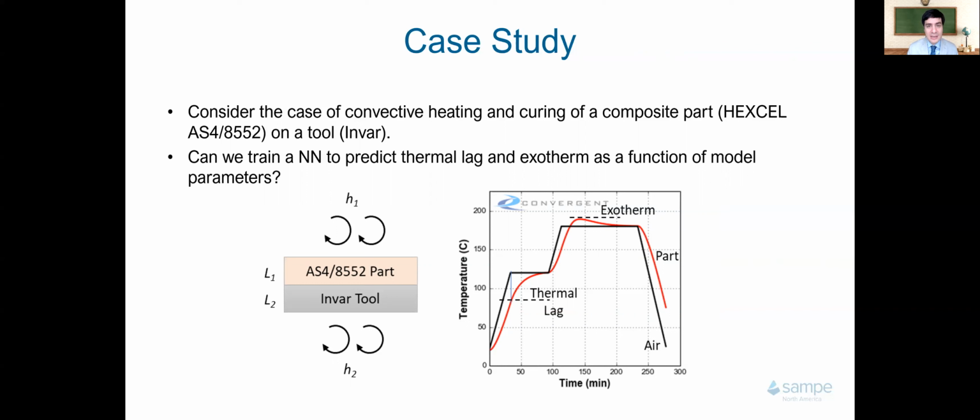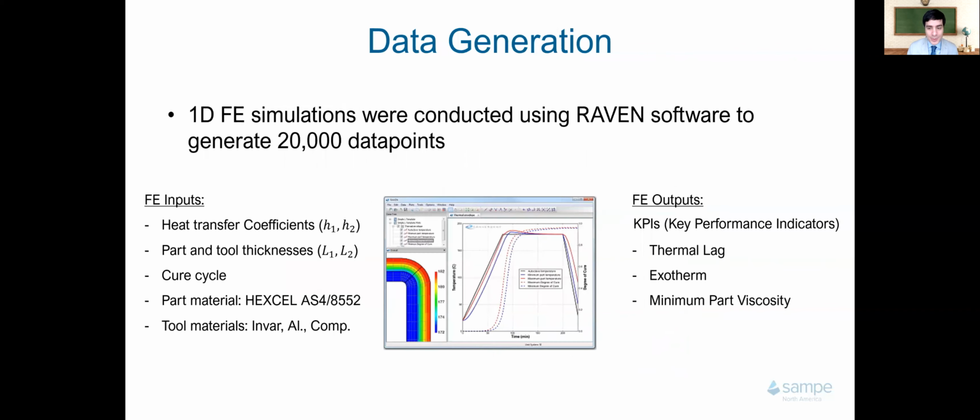Can we train a neural network that takes the inputs of the finite element model, thicknesses, the heat transfer coefficients, the thermal cycle, and gives us these key performance indicators, exotherm and thermal lag? Basically, replicate what finite element does. And we're going to see in a moment why we need to do that. What's the advantage of doing that?